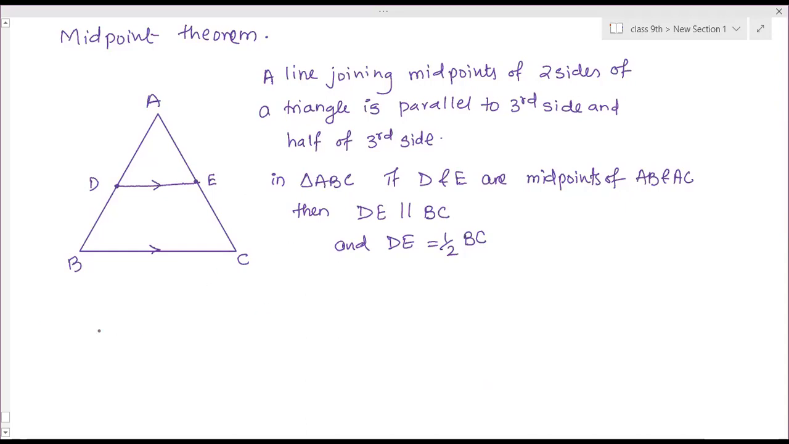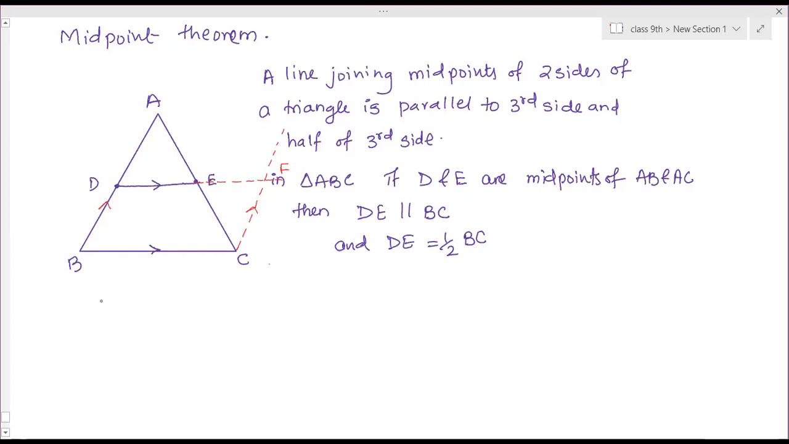Now we have to prove it. For proving, we have to do a construction. We have to draw a line parallel to AB through C. Suppose consider this as CD parallel to AB. This line and this line are parallel, and produce DE to meet that line at F.